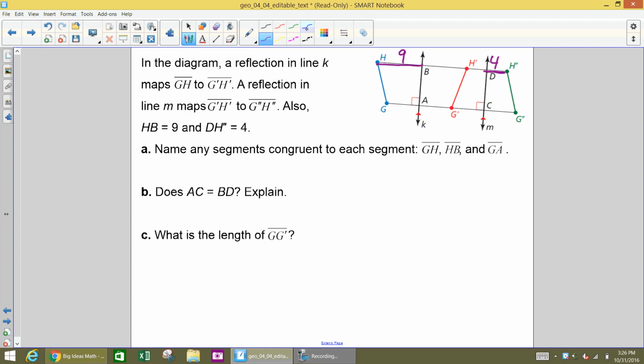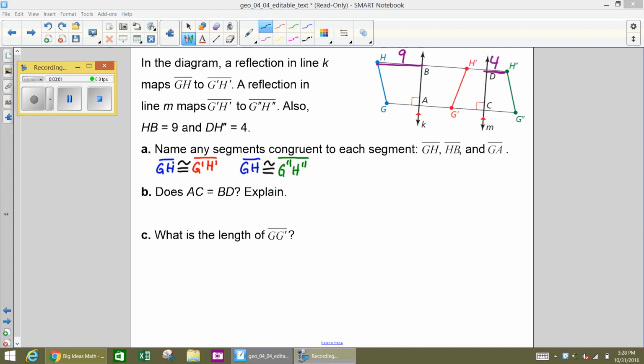So here we can see that segment GH is congruent to segment G prime H prime. And we can see that GH is also congruent to G double prime H double prime, that segment.